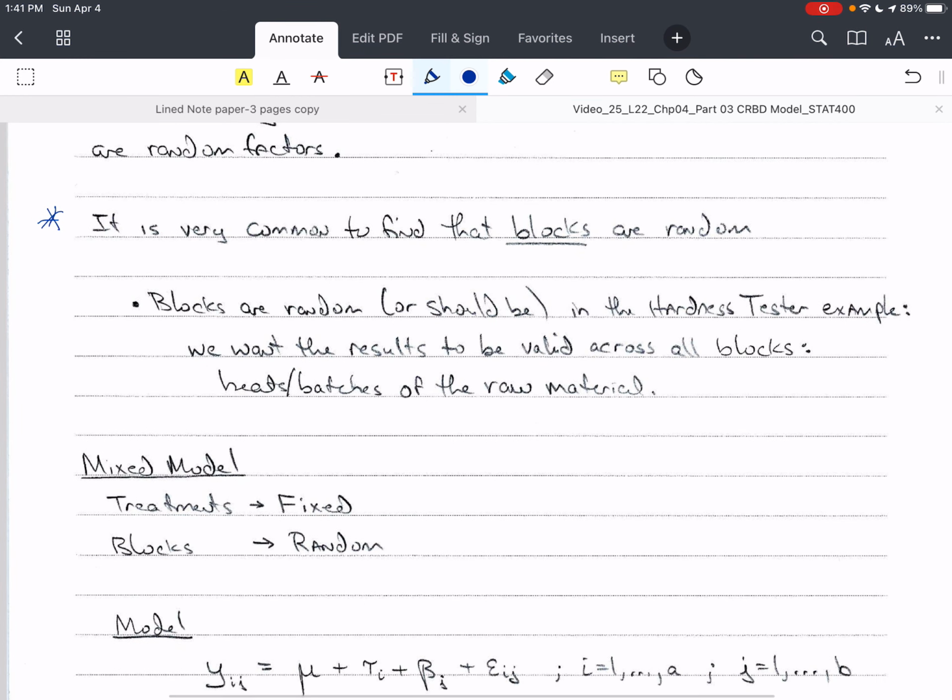So we're going to talk about something called a mixed model. That is, we're mixing fixed effects and random effects in the same model. And again, it's very common. In fact, it's probably the most common model for completely randomized or randomized complete block designs, to have a random block effect and a fixed treatment effect. So that's the reason the textbook has chosen to highlight this model.